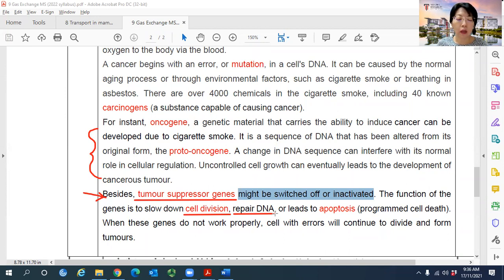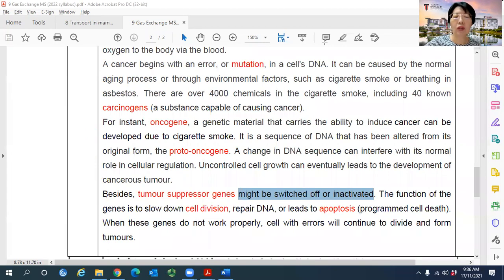So if it's not repaired, that means the mechanism of repairing DNA is impaired. It's not functioning well in the cell, okay? Or it leads to apoptosis, so it's already placed in bracket, programmed cell death. So what is a biological term for programmed cell death? It is called apoptosis.